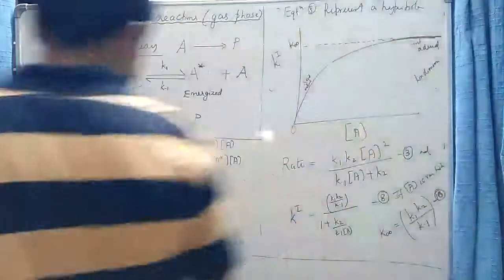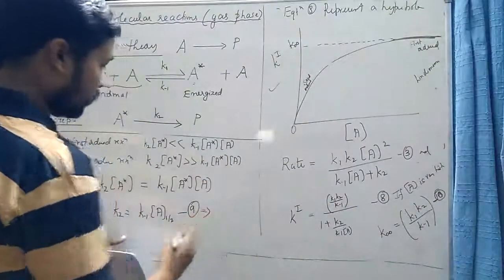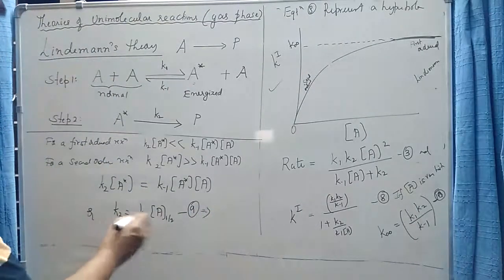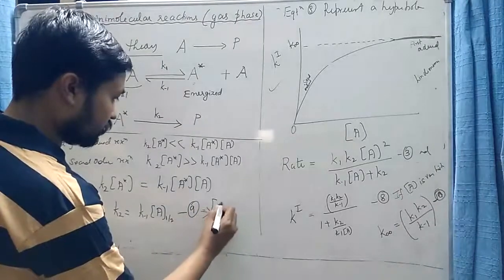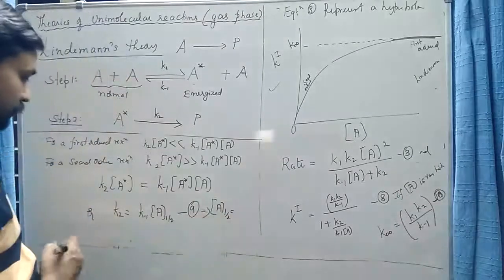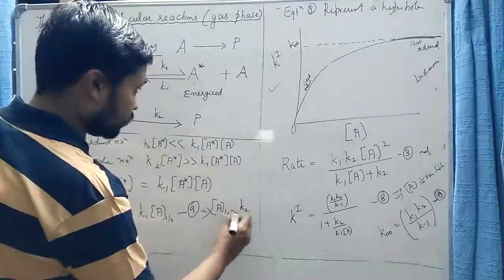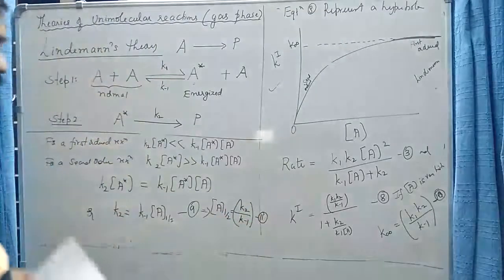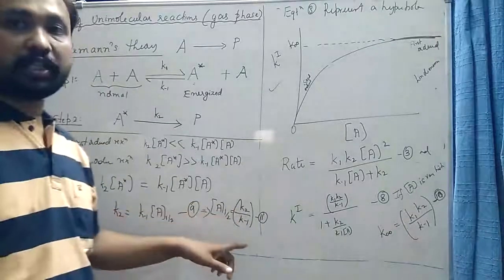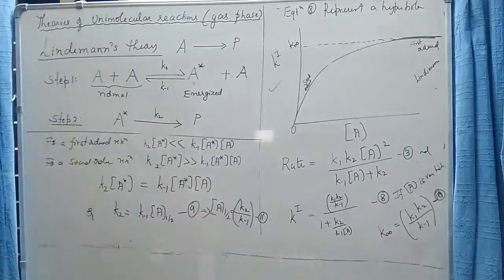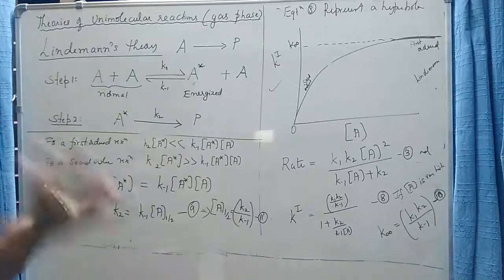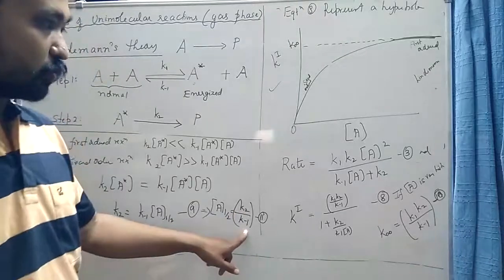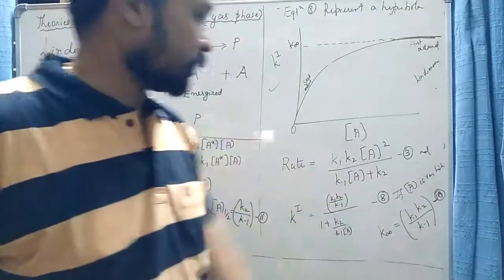Now let me rearrange equation 9. Therefore the concentration A half is equal to K2 divided by K minus 1. What is this concentration A half? It represents a transition point where first order becomes second order or second order becomes first order, and it is K2 divided by K minus 1. Here also I have K2 divided by K minus 1.